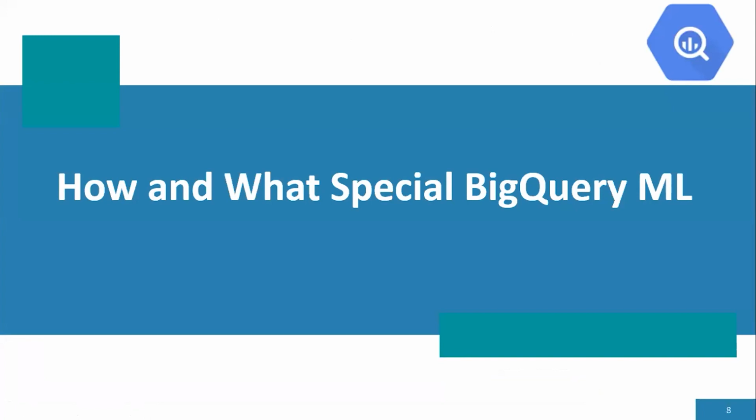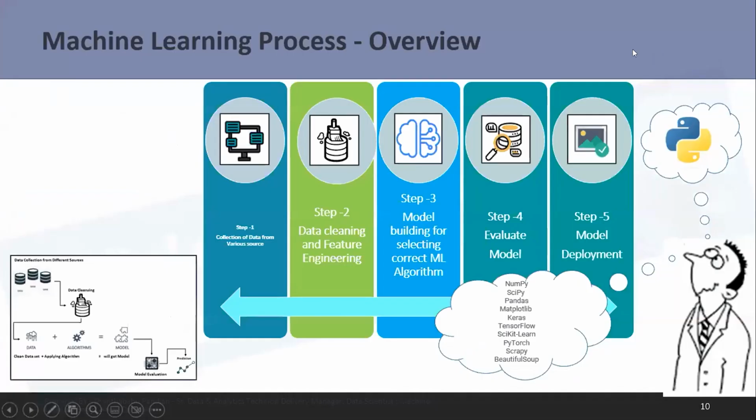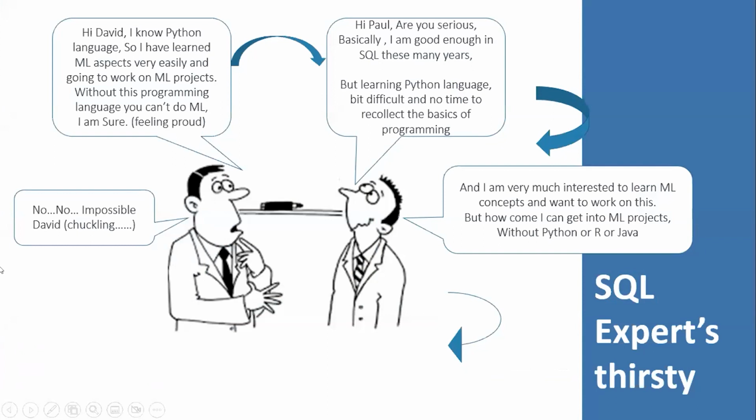So what is special in BigQuery ML? That is the question here. Correct? Yeah. So there are two friends. They're talking about how they can work with an ML project. So the guy, Paul, what has he learned? The Python language, and he learned the ML basics, and he started writing the code in Jupyter notebook, and he started working on the project, and he's sharing the information with his friend David.